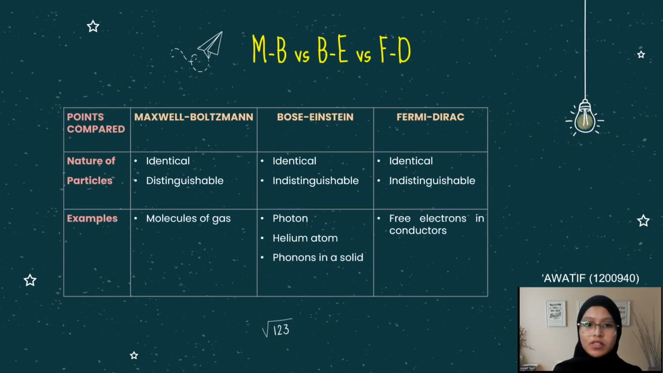We are going to discuss how the three types of statistics, Maxwell-Boltzmann, Bose-Einstein, and Fermi-Dirac, influence the possible states of the system. First of all, Maxwell-Boltzmann. Maxwell-Boltzmann is a statistic applicable to identical and distinguishable particles. The molecules of a gas are particles of this type. Then, Bose-Einstein is a statistic applicable to identical and indistinguishable particles, which is different from Maxwell-Boltzmann. These particles are called bosons, for example, photons and helium atoms. Then, Fermi-Dirac is a statistic that is applicable to identical and indistinguishable particles, the same as Bose-Einstein. Examples are electrons and protons.